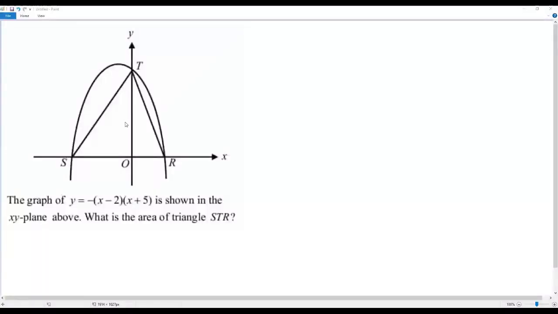Here we have a SAT math problem. Okay, let's go to the question. The graph of y equals negative of (x minus 2)(x plus 5) is shown in the xy-plane above. What is the area of triangle STR? Okay, here we have to find the area of this triangle STR.